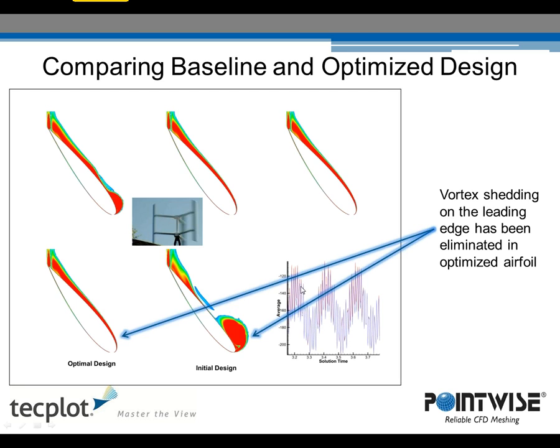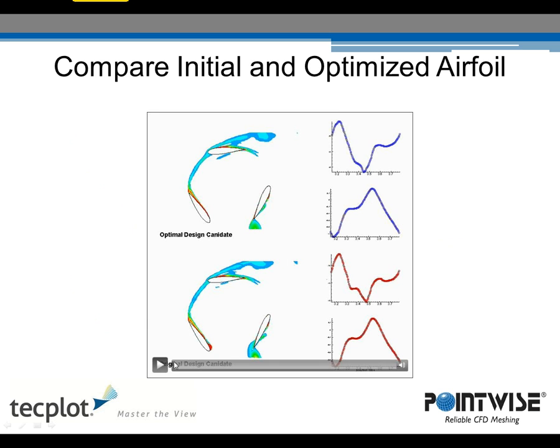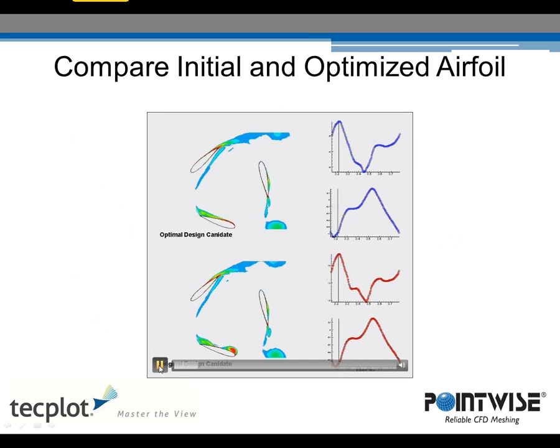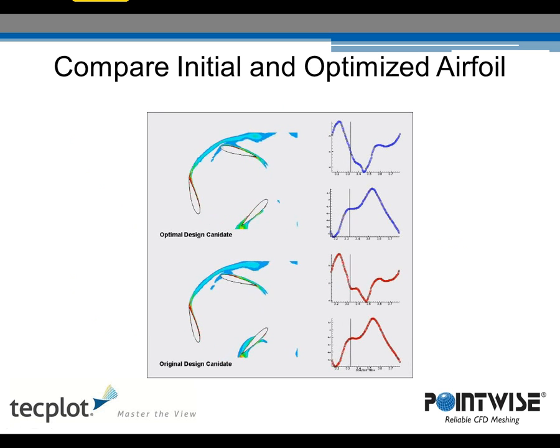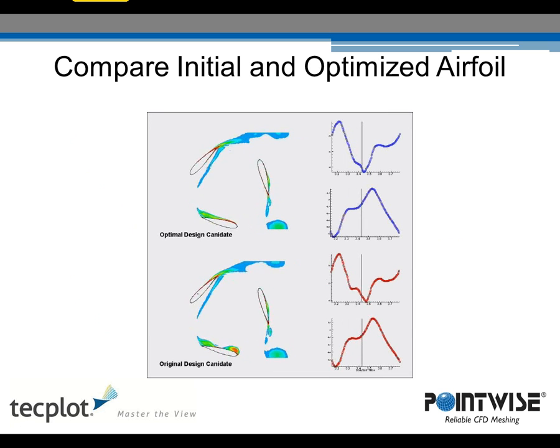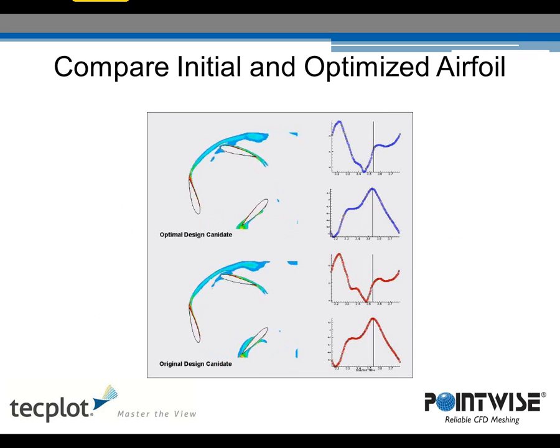Now if we look over here at just the average lift on the blade, or the average pressure on the blade as it goes through the rotation, this red line represents the optimal design, whereas the blue line represents the initial design. And you can see that there's about a 7% difference quantitatively. Now this is an unsteady phenomenon, so ultimately we're going to need to look at this in the context of an animation. So what we're looking at here is the optimal design candidate versus the original design candidate.